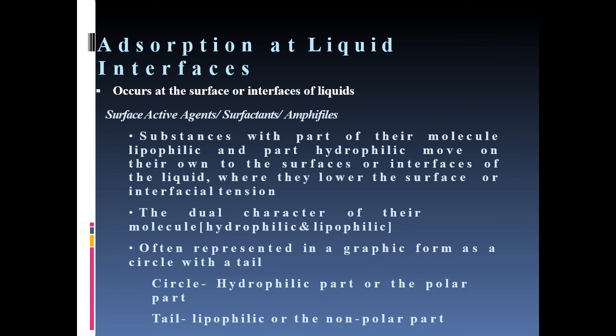Now the next point is surface active agents, or surfactants. These are substances with part of their molecule lipophilic and part hydrophilic. They move on their own to the surface or interfaces of the liquid, where they lower the surface or interfacial tension. The dual character of their molecules is often represented in graphic form as a circle with a tail. The circle is the hydrophilic or polar part, and the tail is the lipophilic or non-polar part.